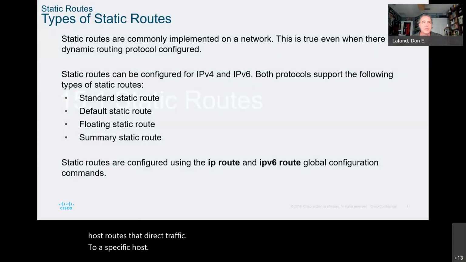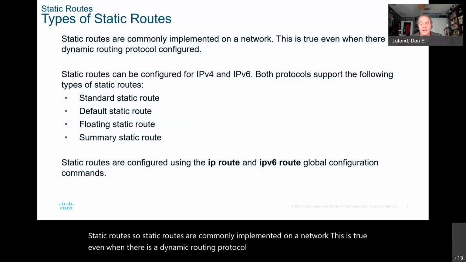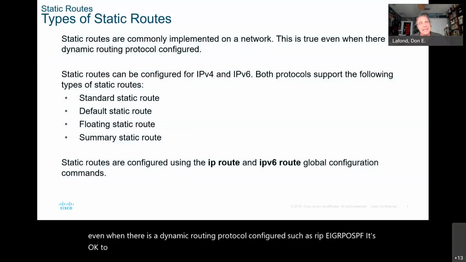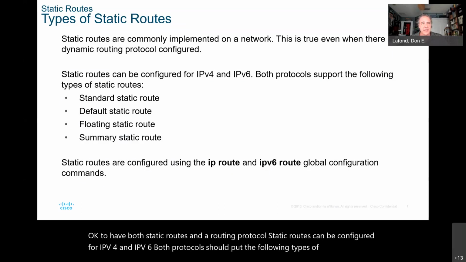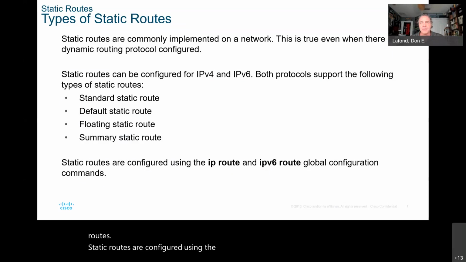Static routes. So static routes are commonly implemented on a network. This is true even when there is a dynamic routing protocol configured, such as RIP, EIGRP, or OSPF. It's okay to have both static routes and a routing protocol. Static routes can be configured for IPv4 and IPv6. Both protocols support the following types of static routes: standard static routes, default static routes, floating static routes, and summary static routes. Static routes are configured using the ip route and ipv6 route global configuration commands.